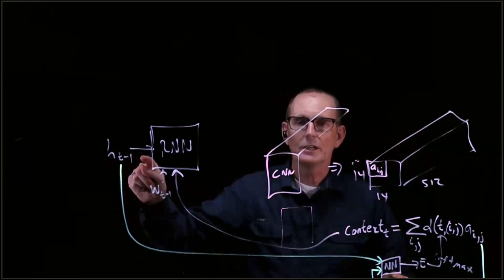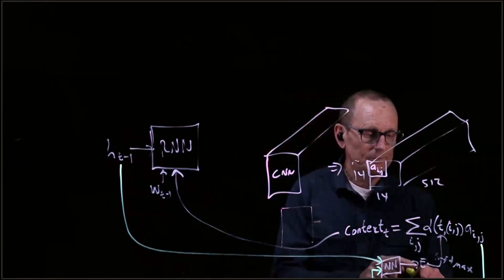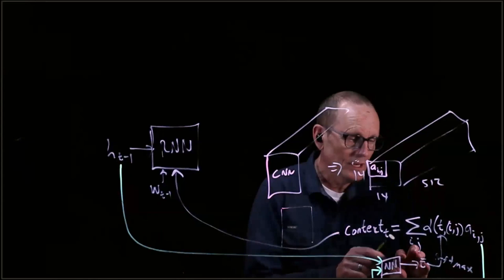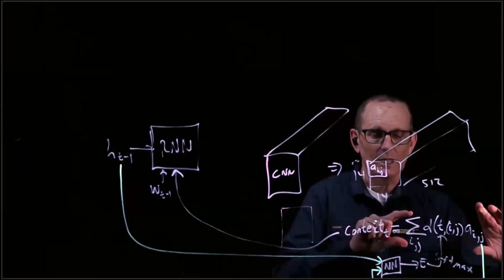So from the RNN, what's the last state? They feed in, we get an E. We do that for every possible A sub IJ for a given time step, H sub T minus 1. Once we get all those E's, we feed them in the softmax, we get out our alphas, we sum them together. That gives us context T. We feed that into the RNN. We go to the next time step.